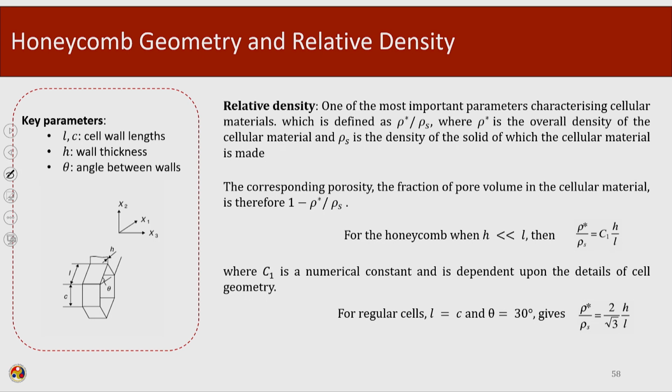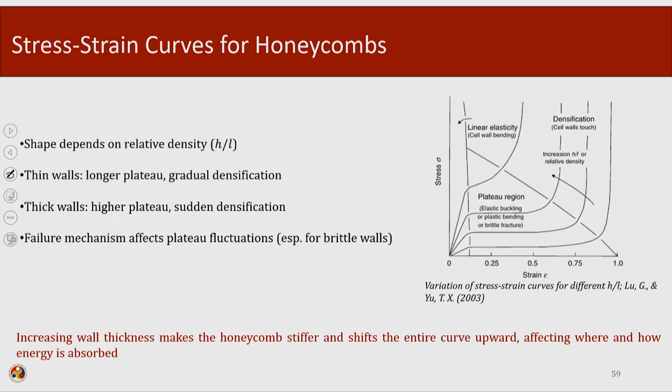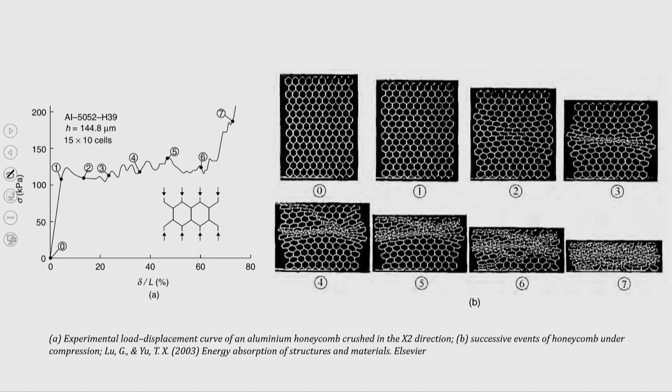Honeycomb geometry and relative density. This we have already seen in the previous examples, and the same thing has been iterated here. Again, a similar type of behavior occurs for a honeycomb also. This is a similar explanation that we saw earlier. We have seen the different phases of the behavior of the honeycomb. This is an aluminum honeycomb, and from 0 to 7 we can see the different phases of the collapse in a honeycomb.